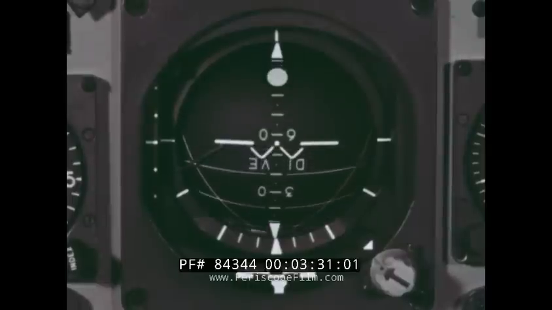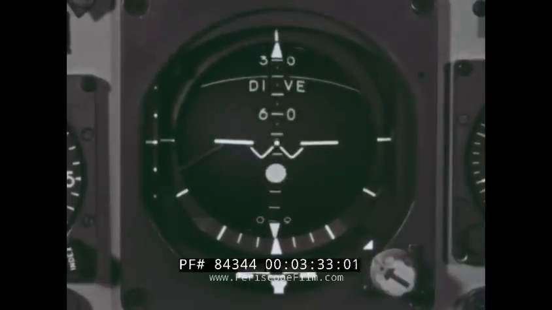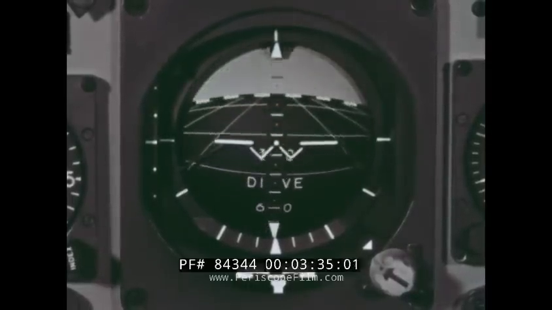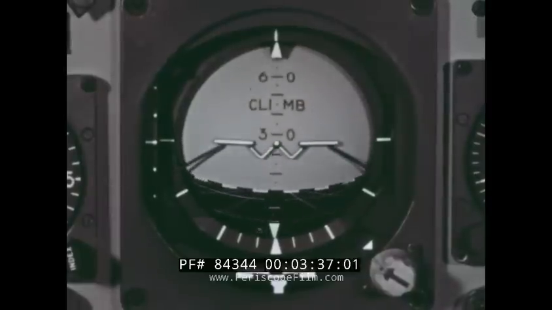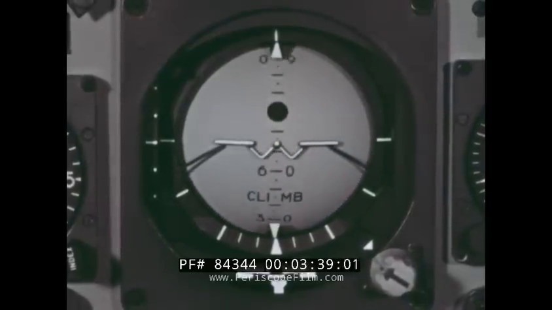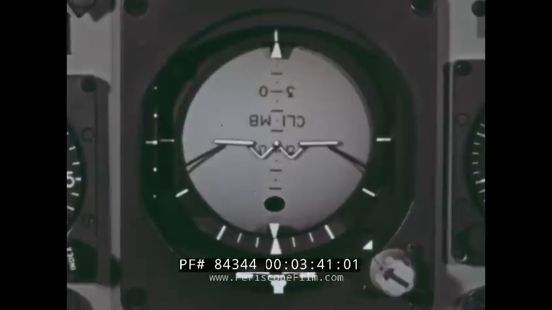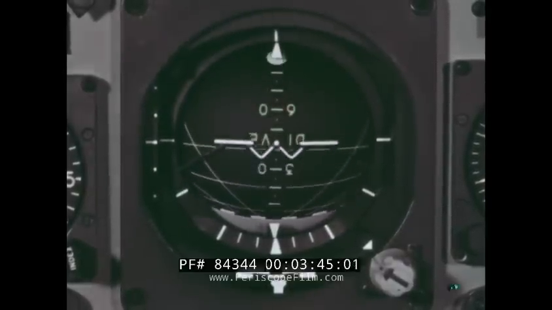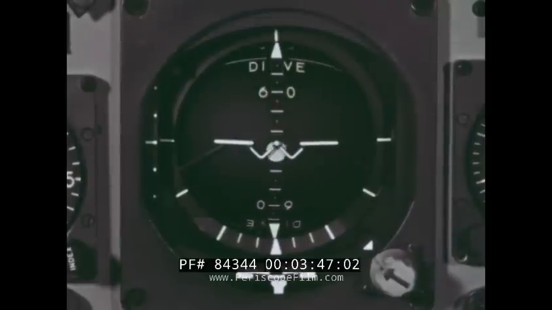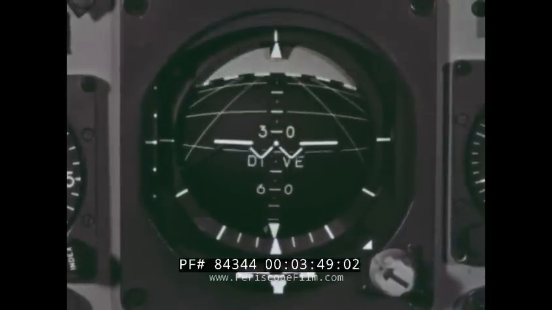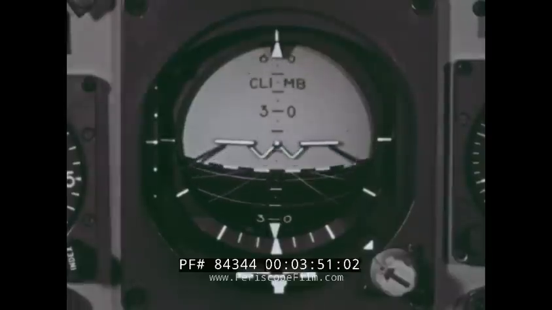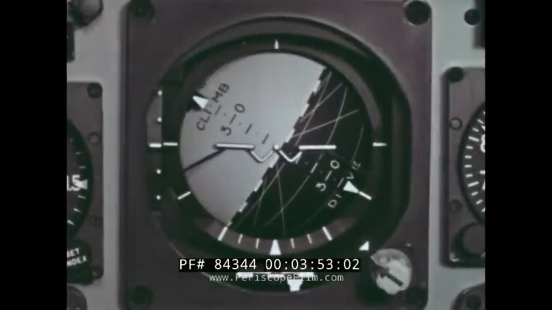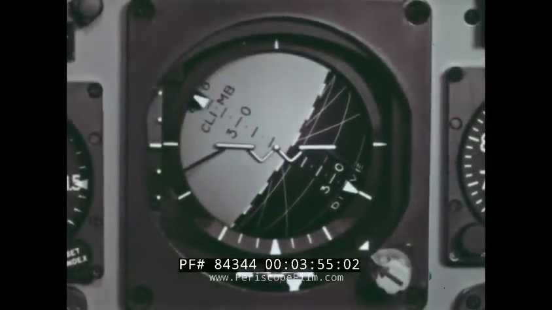Also, you can immediately detect attitudes by simply referring to the color of the sphere. Light color if the nose is above the horizon, dark color with perspective lines if the nose is below the horizon. There is no controlled precession at vertical attitudes to confuse you on this attitude indicator, since it displays a true picture, regardless of pitch or bank magnitude.